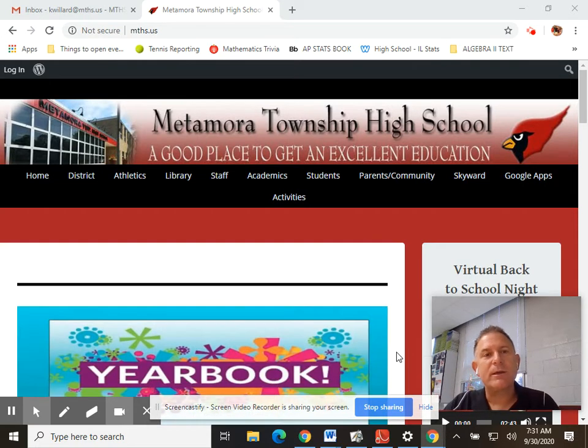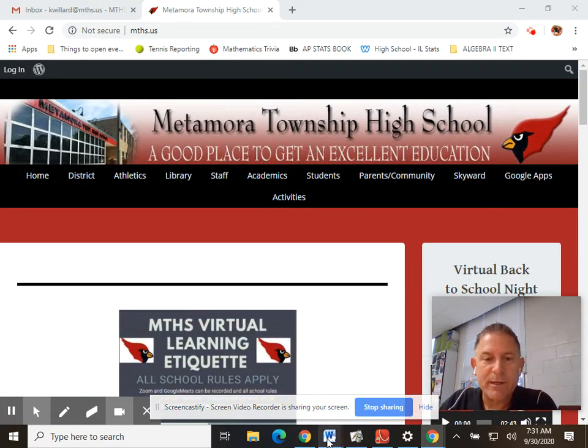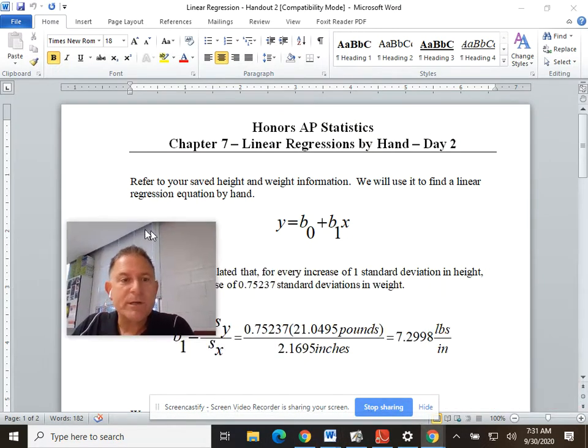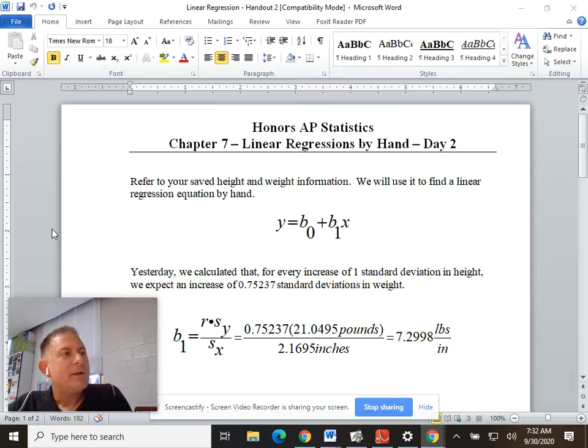Today we are going to come up with our very first regression equation, kind of by hand, just walk through the process and learn how it works. So I'm going to bring up a screen to share with you. We're going to talk about the heights and weights that we had talked about the other day. They were on my calculator as of yesterday.